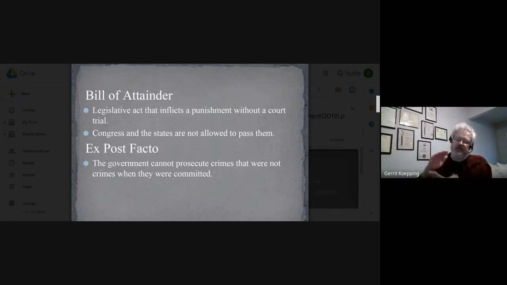So the protection of habeas corpus, the prohibition of bills of attainder, the prohibition of ex post facto rules. All of these are very important to our protection of our civil liberties, and we should be very happy we have them, though often we take them for granted.